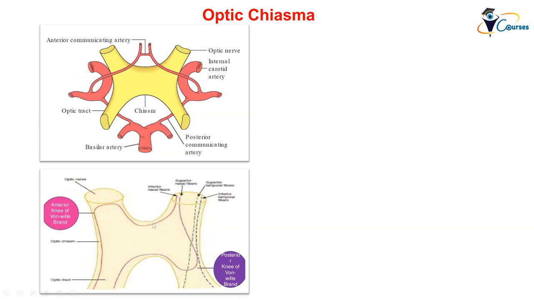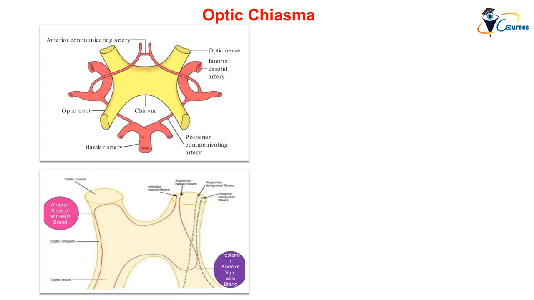So nasal fibers will decussate. However, before decussation, they will make what's called the knee of Wilbrand. This is very important because this is what will explain later on what is meant by junctional scotoma. So this is junctional scotoma based on this fiber representation.